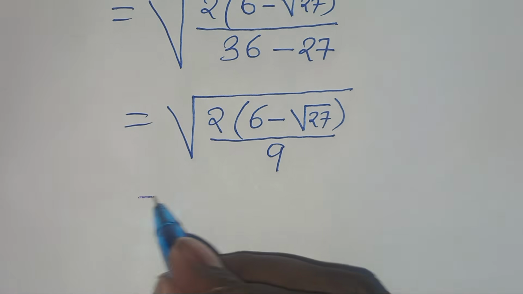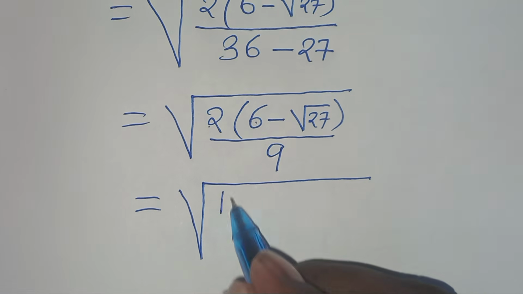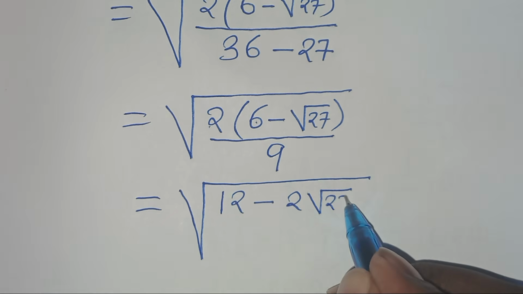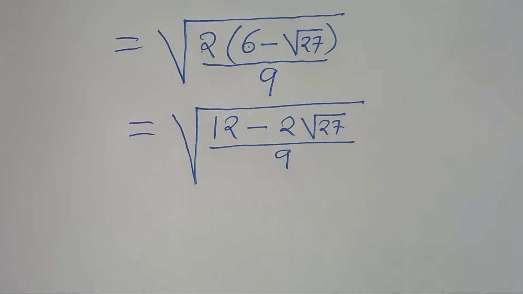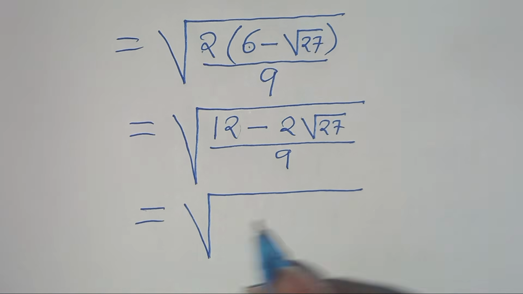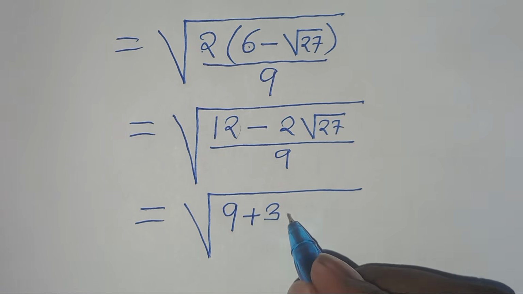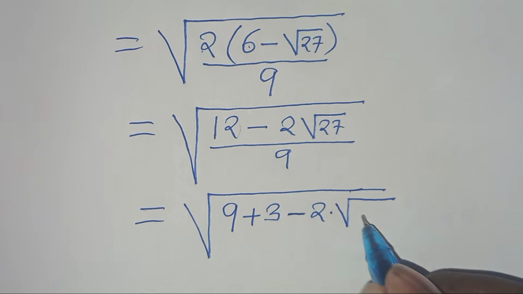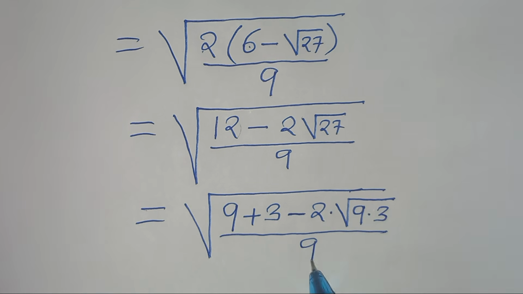The next step is, let's open the parentheses in the numerator. That is 6 times 2. This is 12, subtract 2, multiplied by square root of 27, divided by 9. The next step is that we can express 12 as 9 plus 3. If you say 9 plus 3, this is the same thing as 12. Subtract 2, multiplied by square root of 27, which is the square root of 9 multiplied by 3. Then this is divided by 9.